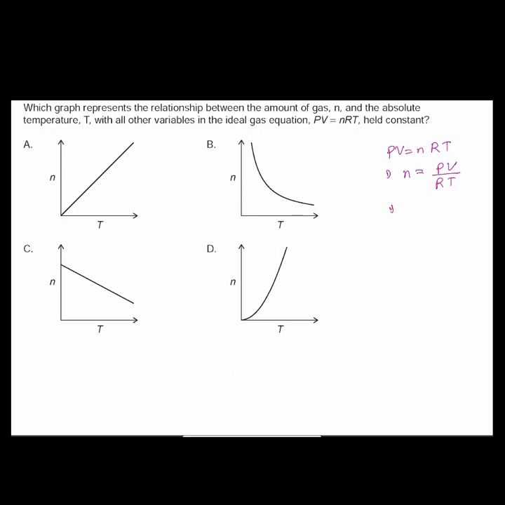They have said that P, V are constant. R is already a constant, it's called the universal gas constant. So it's k by T. So if I want to plot n versus T, if T is somewhere near 0, n will tend to infinity. So at T equals 0, n should be infinity, and that is only available in option B. So from this, we can say B is the correct answer to this question.